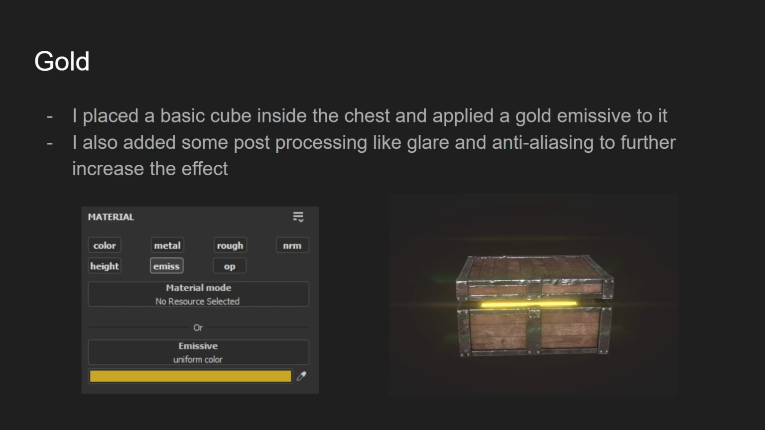Lastly was the gold. I applied a gold emissive to a cube which was inside of the chest in Maya, which I then exported with the chest to Substance Painter. I also added some post-processing like glare and anti-aliasing to increase the effect.